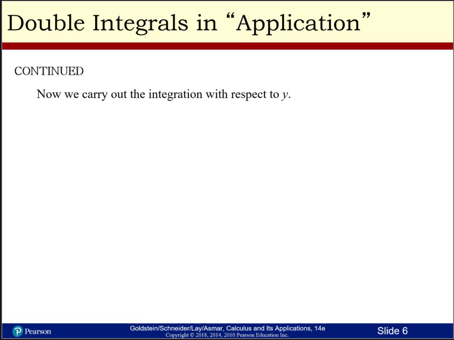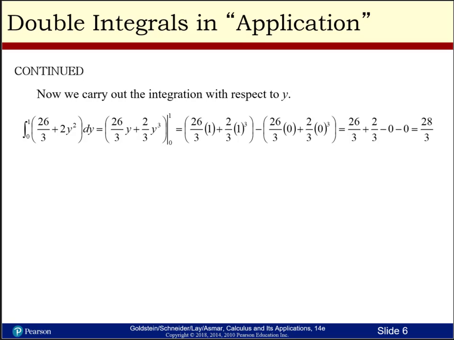Now we're going to carry out the integration with respect to y. So we plug that into our integral, and we'll have the integral from 0 to 1 of 26 over 3 plus 2y squared. That's what we just calculated. We're taking that with respect to y. So we integrate that with respect to y. We'll get 26 over 3 y plus 2/3 y cubed. Then we evaluate that from 0 to 1, plugging those values in, doing our subtraction. We'll get that that's 28 over 3. So the value of the iterated integral is 28 over 3.